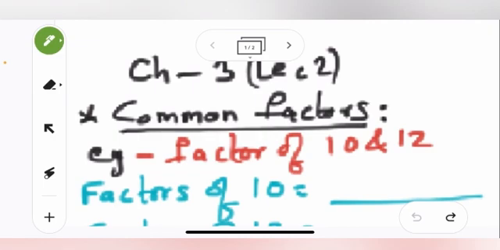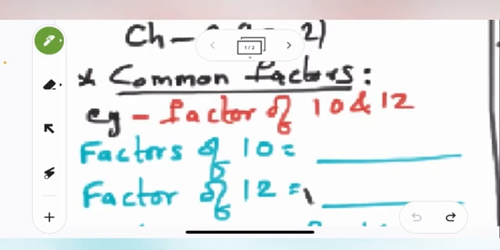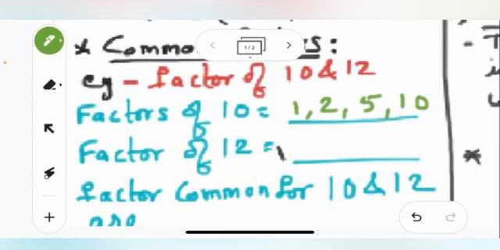For example, let us see what are the factors of 10. Factors for 10 are 1, 2, 5 and 10. The factors for 12 are 1, 2, 3, 4, 6 and 12.